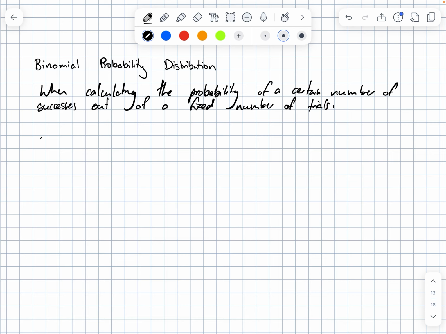Now, to expand on this, we have 4 conditions that must be met. And these form the acronym FIST. The first one is that the number of trials is fixed. So F stands for fixed.